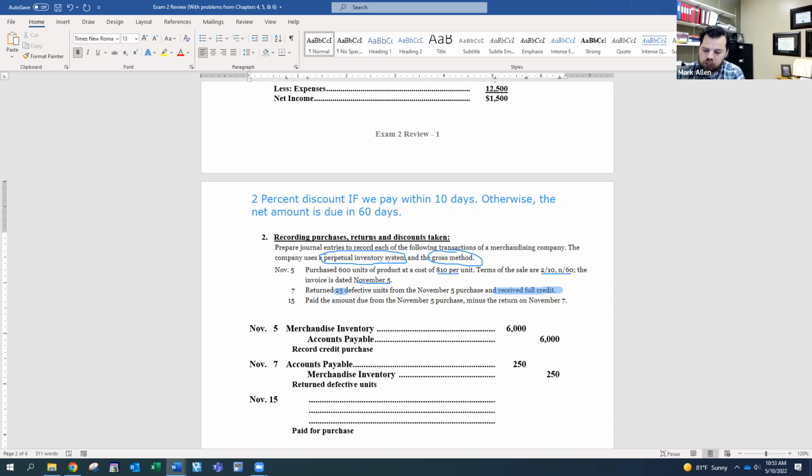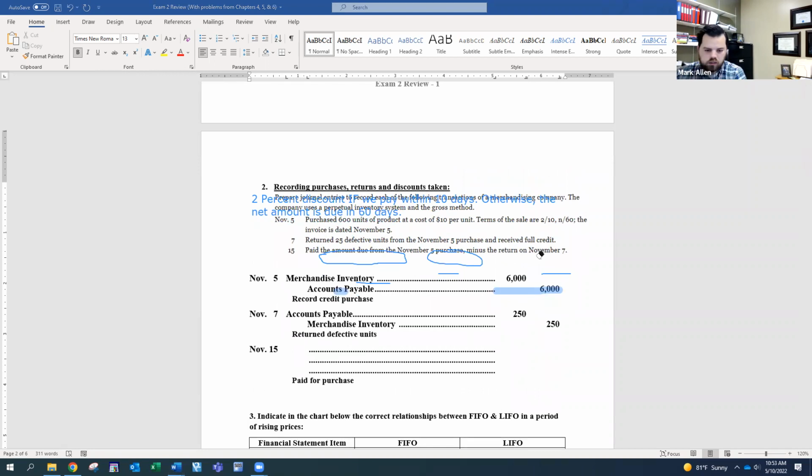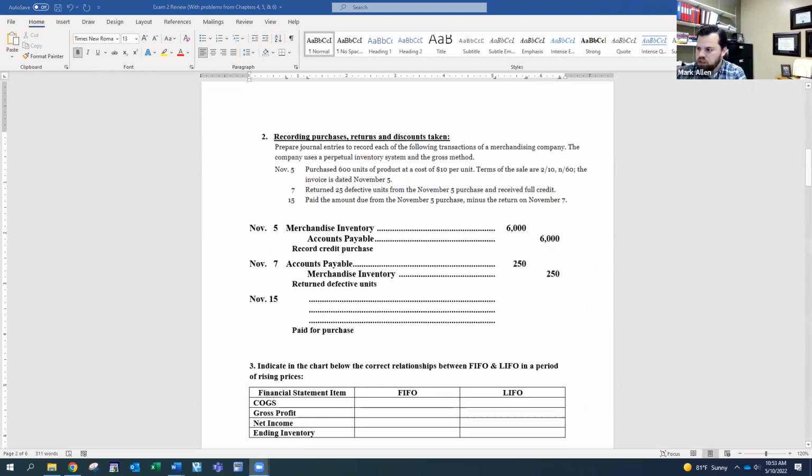Now, on November 15th, this is perhaps the trickiest entry of all. We paid the amount due minus the return. Well, if we just look at this in a T account format, I'm going to start erasing all this highlighting because it keeps bouncing around the page. We're going to need to draw some T accounts just to help us visually see what's going on. So I'm just going to come out here in this margin.